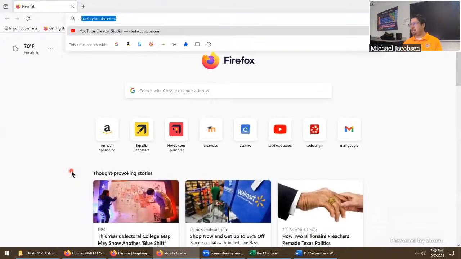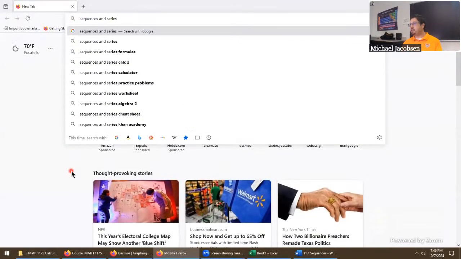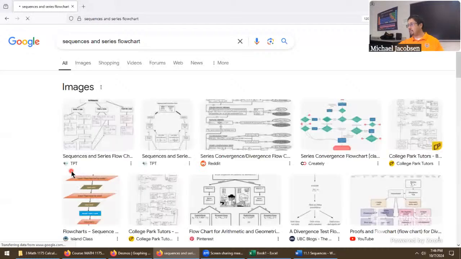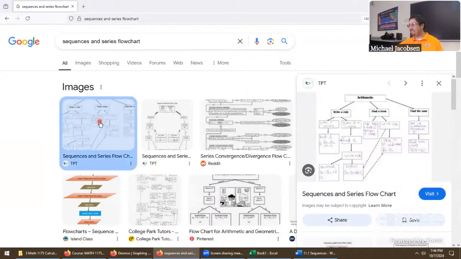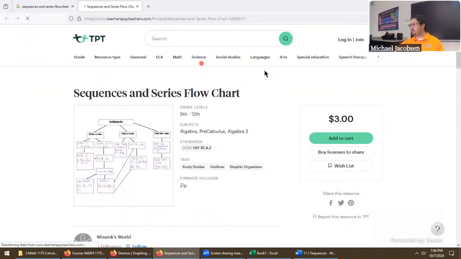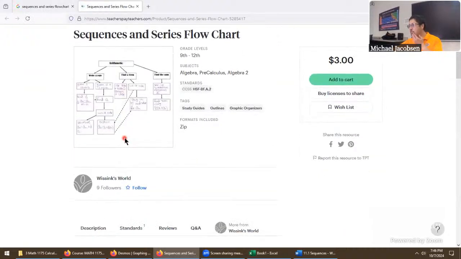a browser and say sequences and series flowchart. We're getting into these kinds of diagrams. Let's see, this is probably a better one. There's got to be a better way to open that. Let's visit there. We're getting into these kinds of things, our sequences, series flowcharts, where we're trying to organize how to analyze a sequence or a series by a lot of different interconnected theories.